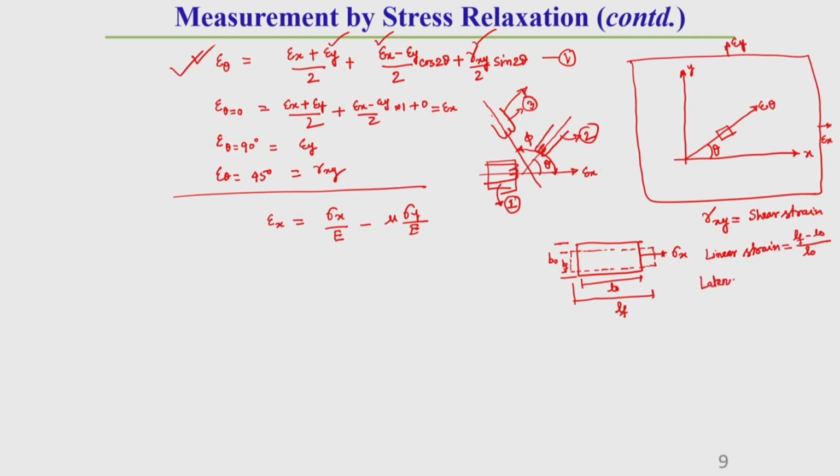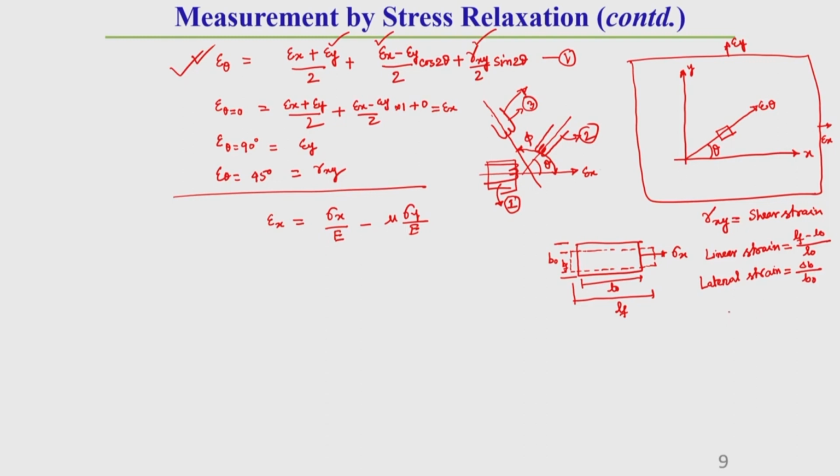Lateral, that is called lateral strain. So, how can we write lateral strain? Here you see the change of breadth divided by its original breadth B0, that means (BF minus B0) by B0.